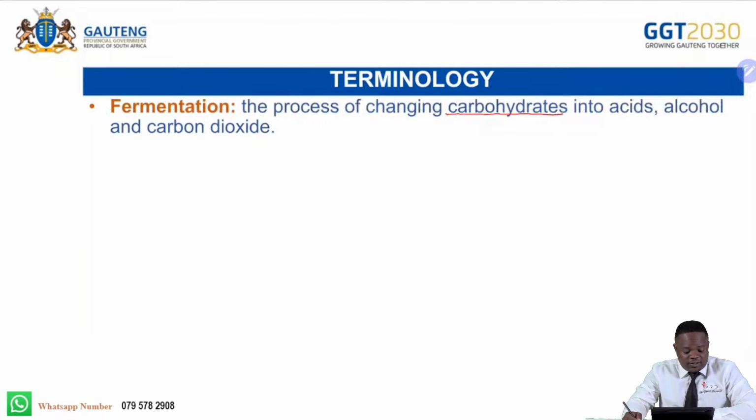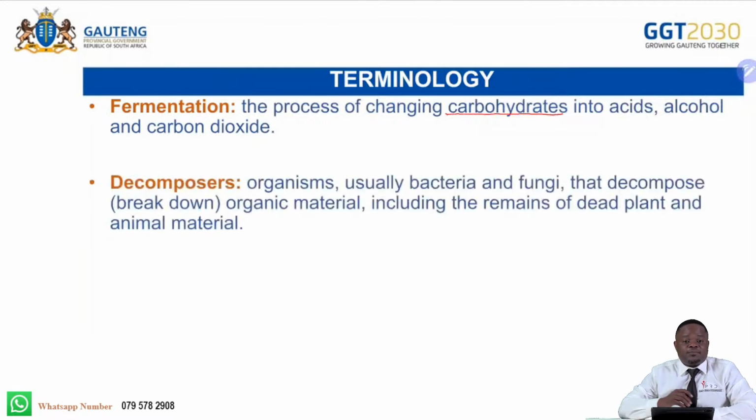Right. Then the next term we want to define, decomposers. We're saying decomposers are organisms that are usually bacteria or fungi that break down organic material. So they break down organic material that includes dead plants and animals. Okay, so we shall see the typical examples of our decomposers there.